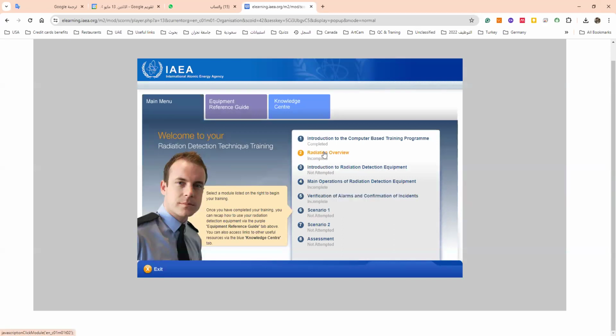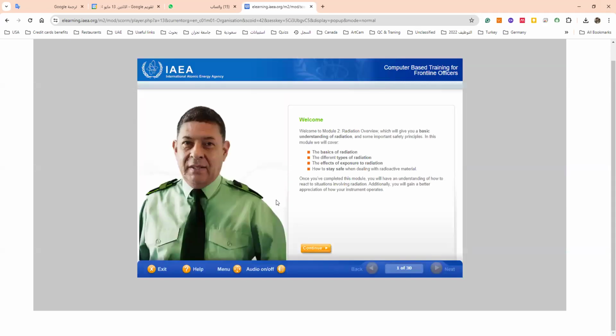We will start the second module, radiation overview. So in this module, we will go through the basics of radiation, the different types of radiation, the effects of exposure to radiation, and how to stay safe when dealing with radioactive materials.